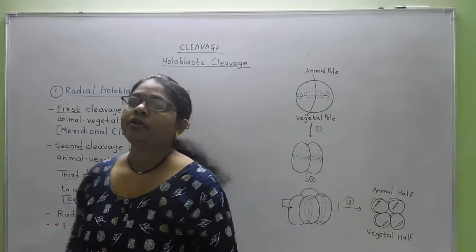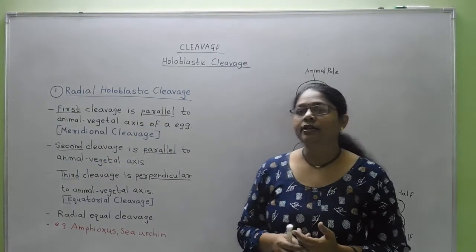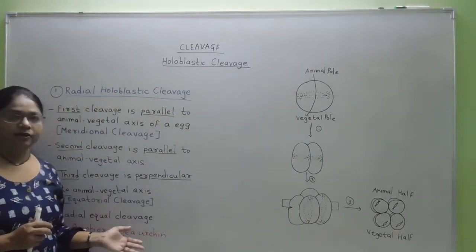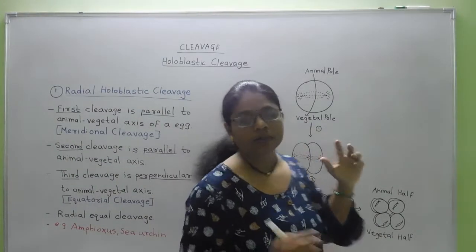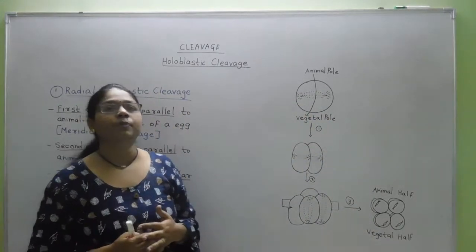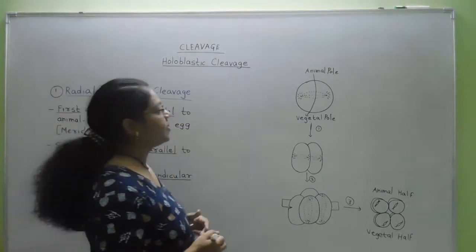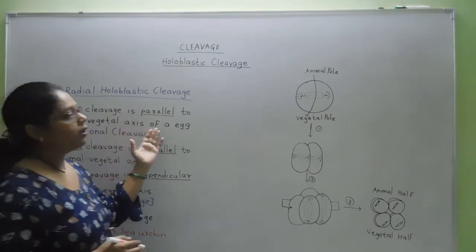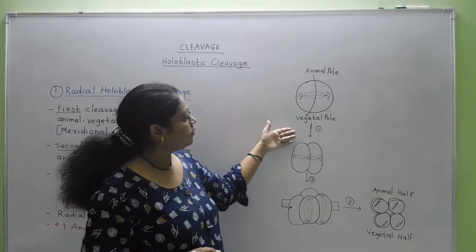Radial holoblastic cleavage mainly takes place in the isolecithal kinds of eggs which are present in the amphioxus and the sea urchin. If this is a zygote, because the zygote undergoes cleavage, which is the first process of embryogenesis, then in radial holoblastic cleavage the first cleavage is parallel to the animal-vegetal axis. If this is a zygote, then this is the animal pole and this is the vegetal pole.